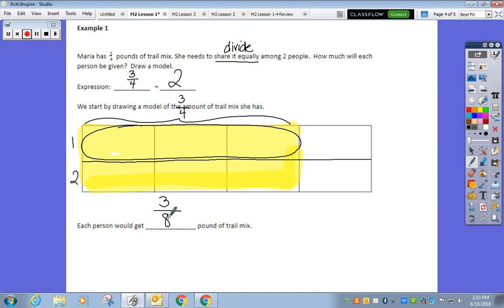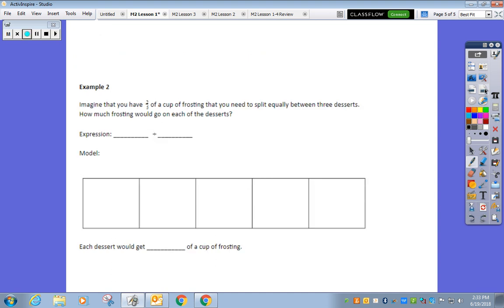Okay, let's look at a different example. Example 2 says, imagine that you have 2/5 of a cup of frosting that you need to split equally between 3 desserts. How much frosting would go on each of the desserts? So we've got 2/5 of a cup of frosting that we are dividing up amongst 3 desserts. You'll notice we have the 5 equal parts. We are going to shade in 2 of those, so that represents the fraction of the cup that we have. I'm also going to label that as 2/5.